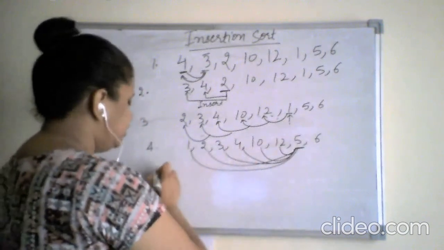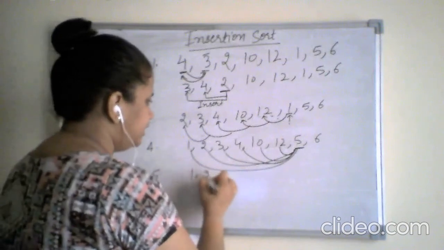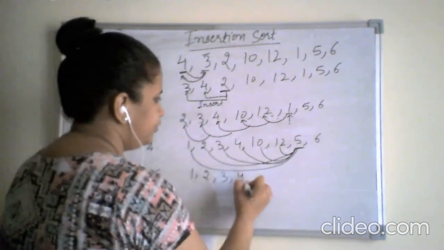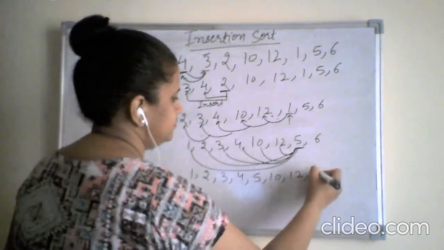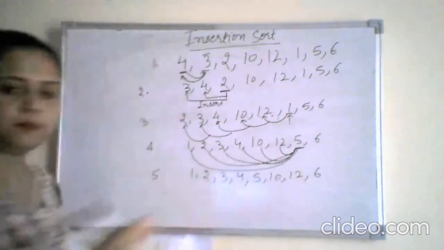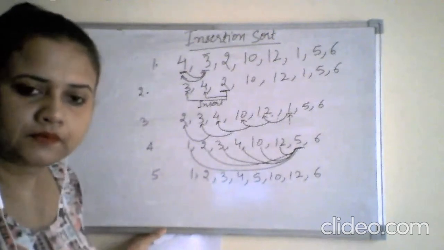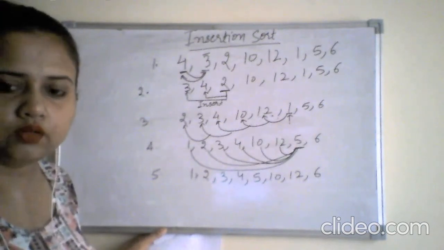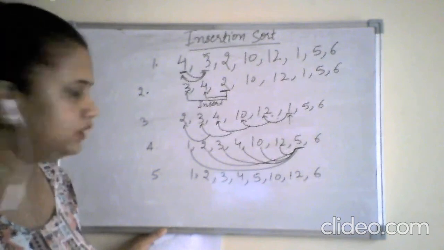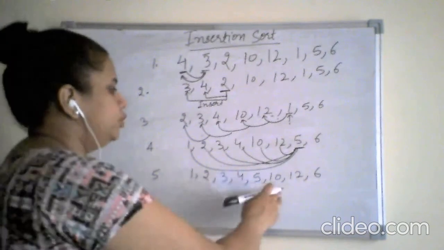So now I will be inserting my number 5 between 4 and 10. After doing the insertion, this is how my data will look now. So this is how your insertion works.